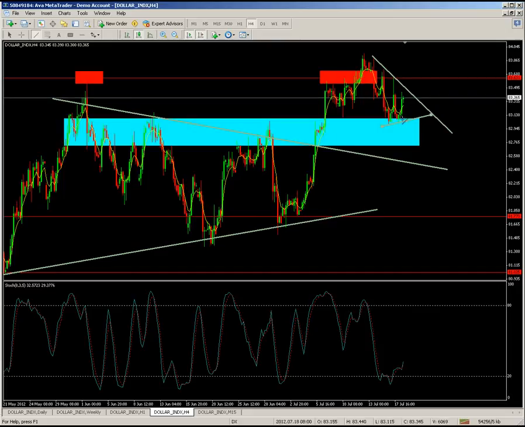I'm not really anticipating us breaking through any of these levels today, at least. Remember, this is a 4-hour chart, so what I would be looking to do is just continue with this trend line and push the dollar index back down here, and then we see where we go from there. So something like that.